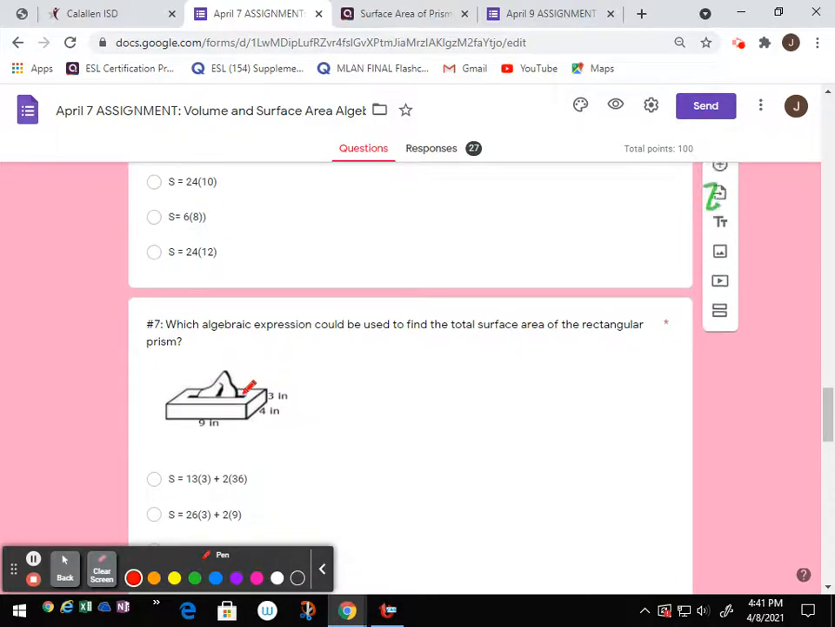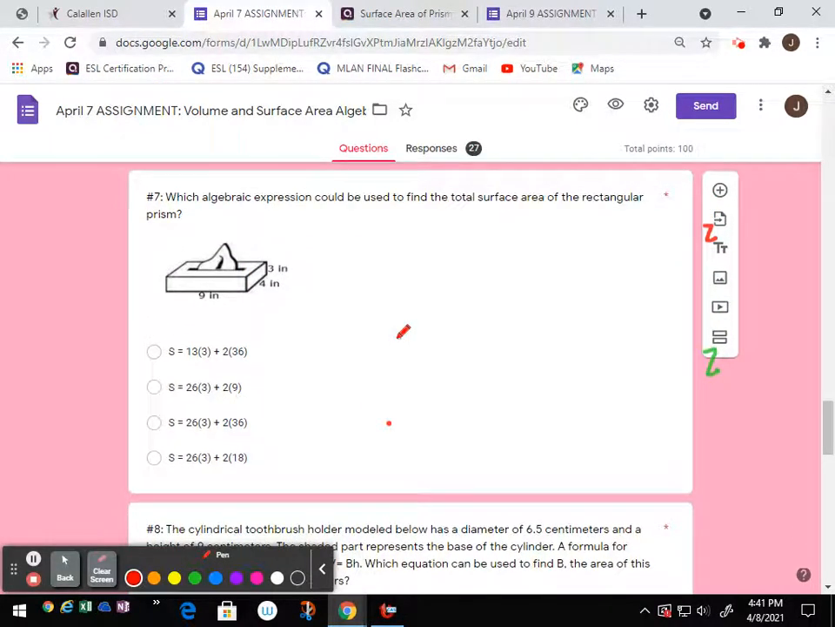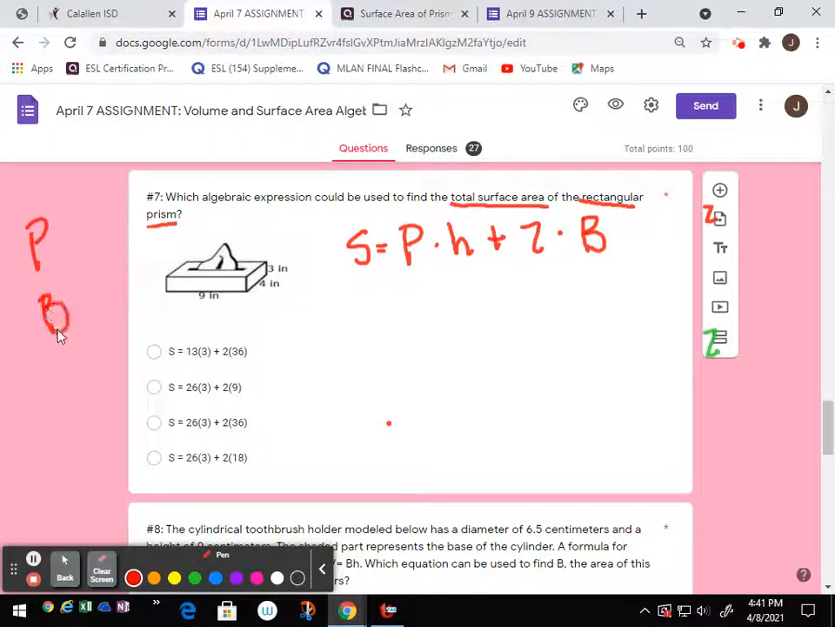Moving on to question 7. Number 7 says, which algebraic expression could be used to find the total surface area of a rectangular prism? Okay, so we have a rectangular prism. The surface area formula for a rectangular prism is big P times H plus 2 times big B. Okay, so for this one, we need to know our P, our H, and our B. So I'm going to write them over here. P, B, and H.